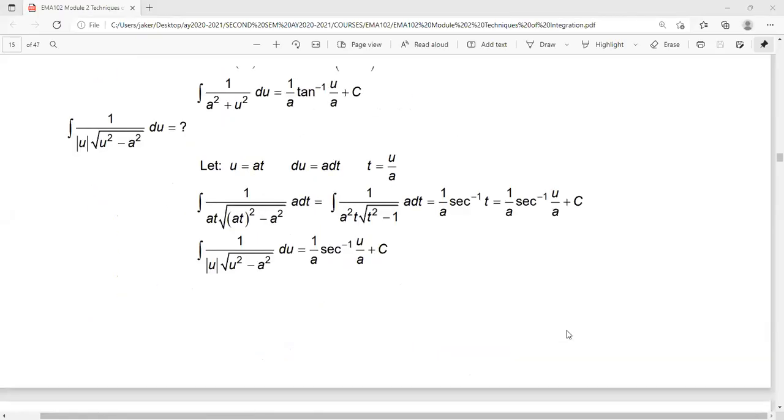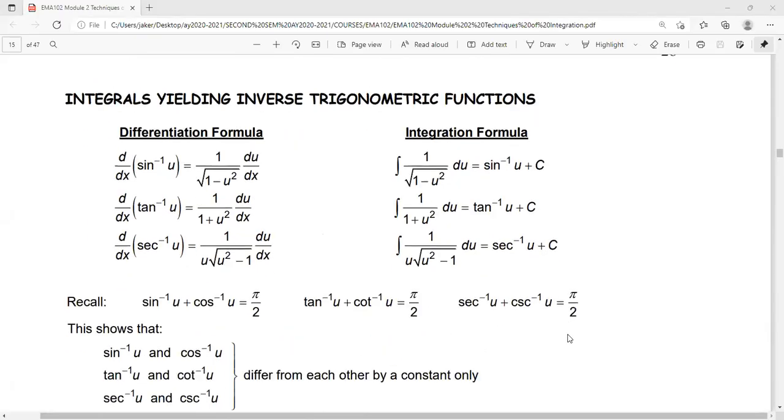Okay, so we're now on integrals yielding inverse trigonometric functions. So there are 6 formulas here. Actually, all in all, there are 9, but we'll just have the first 3. The other 3 can be determined using the first 3 that we have here. And the last 3, which makes it all 9, is related somehow to the first 3 that we have in here by means of only a constant. Okay, so let's look at this one.